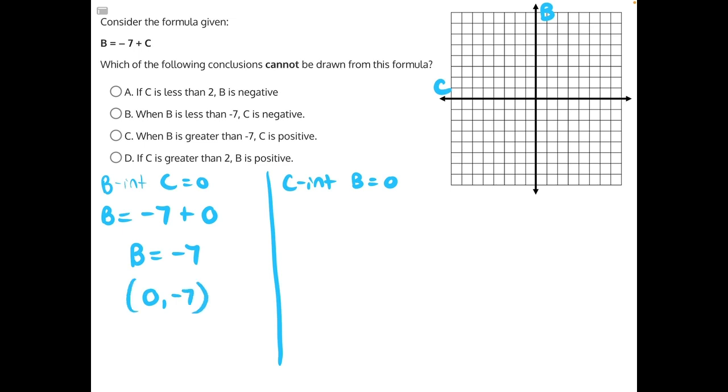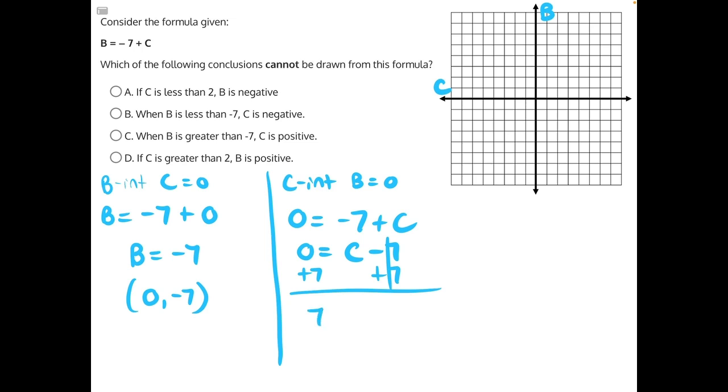Then, for our c-intercept, we'll have 0 for b is equal to negative 7 plus c. Negative 7 is being added to c, or in this case, we could flip it, c minus 7. Adding a negative is the same as subtracting a positive, so now it's easier to see that we need to add 7 to both sides if we want to isolate c. These will cancel, leaving us with positive 7 is equal to c. So our other coordinate point is going to be 7, comma, 0. Now that we have our 2 points, I'm going to go plot the graph and I will be right back.